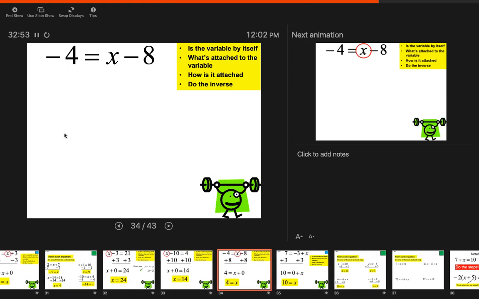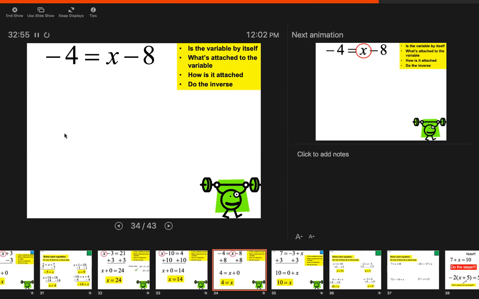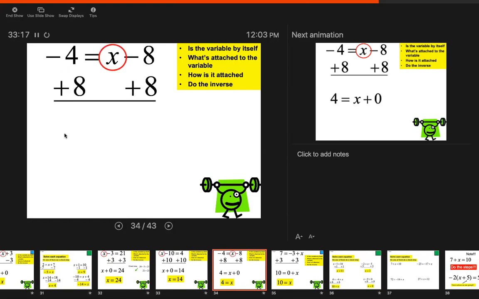All right, Chris. You ready? Okay, where's the variable, left or right side? Is it by itself, or has it got something attached to it? How is 8 attached to x? How do we get rid of subtraction? What are we going to add to both sides? So both sides. The reason I'm circling the x is because 7th graders can't tell their left from their right, so I got to circle.